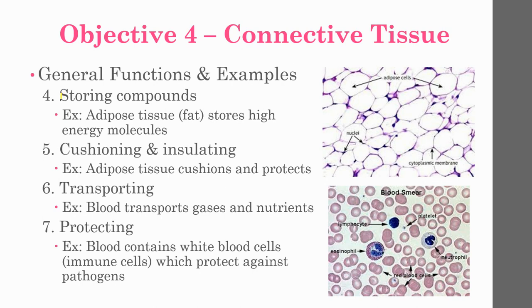They can store compounds, like adipose stores fat. Bones can store minerals. They can cushion and insulate. That's another function of our fat tissue. They can transport, like the lymph and the blood. They are those fluid connective tissues that can transport gases, nutrients, lost fluids, things of that nature. And then they can also be protective because those blood cells, the white blood cells especially, they're going to help protect us against pathogens as part of our immune system.